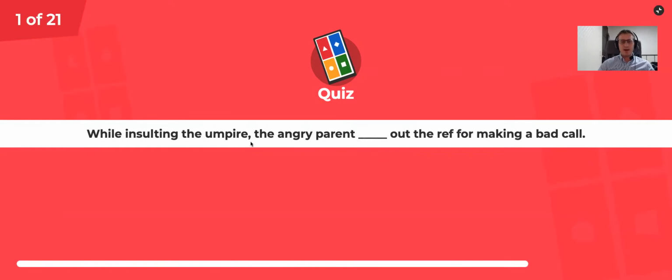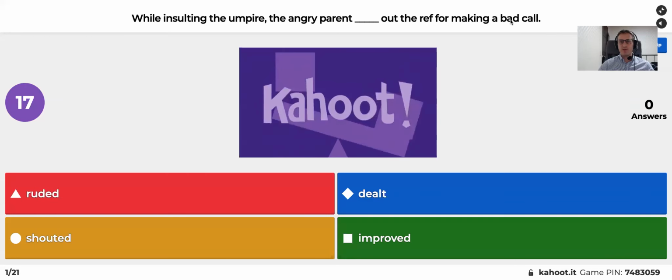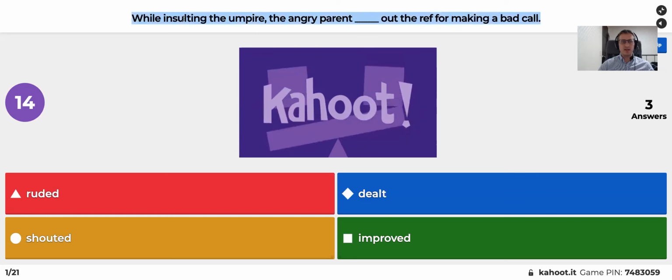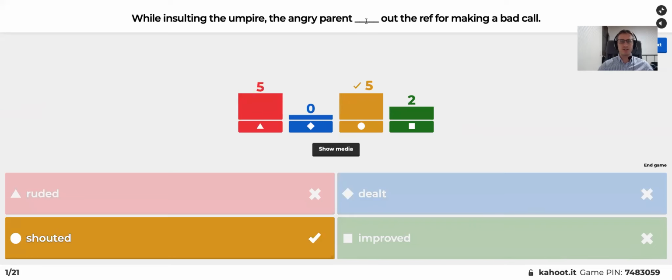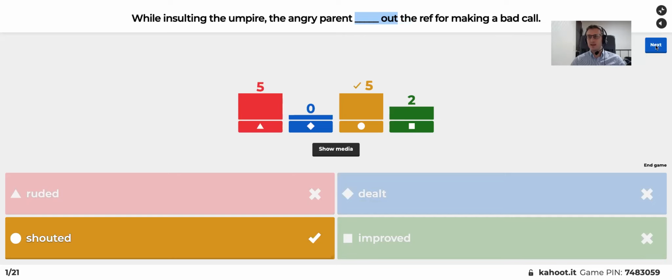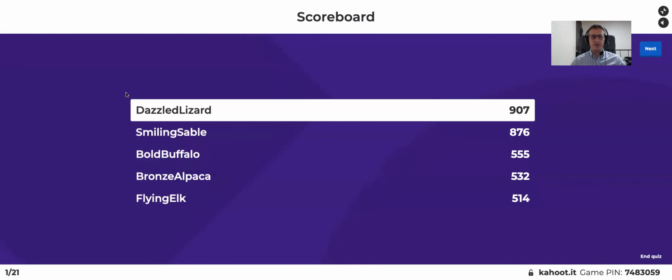While insulting the umpire, the angry parent blank out the ref for making a bad call. Okay, so insulting is like saying bad names, to the baseball, not player, but the baseball police officer is another way of thinking of him. Shouted out. Yes. So shouted out means like shouting louder to make somebody quiet, right? That one's a little tricky because you have to know a little bit about baseball. But let's see who got it. Okay, so Dazzled Lizard got it on first. Well done to everybody else here. Let's see if Dazzled Lizard can hold on.